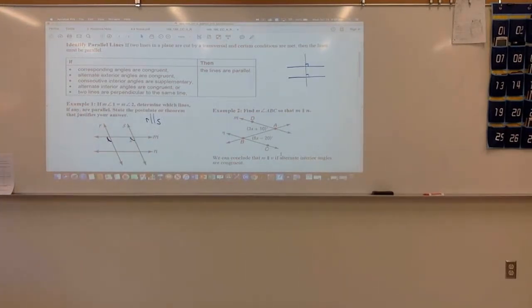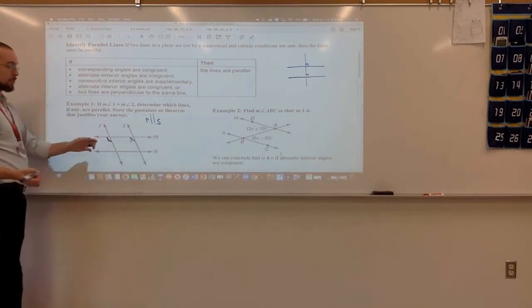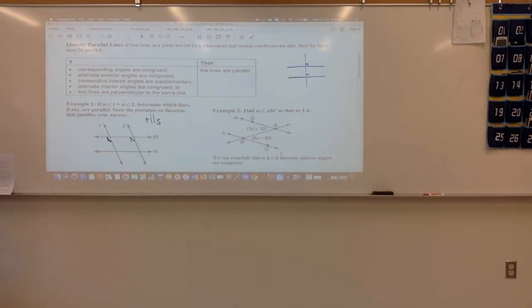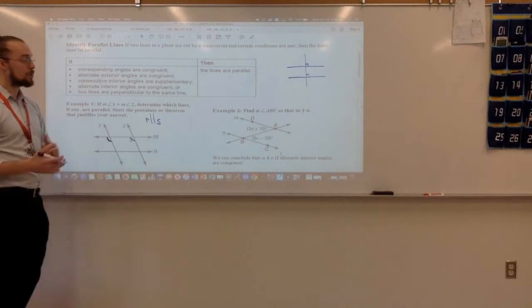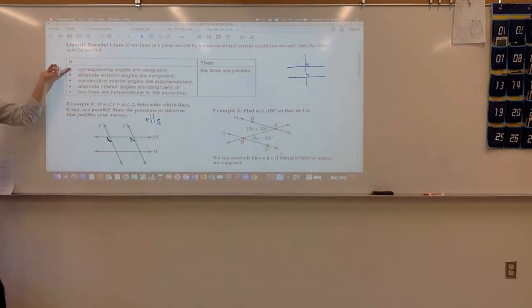Then it also asks us to give the postulate or theorem that justifies the answer, so we want to tell why we know that R and S are parallel. Looking up here, if corresponding angles are the same, lines are parallel. If alternate exterior angles are the same, lines are parallel. We just want to identify the relationship between these two angles. Are they corresponding, alternate exterior, consecutive interior, or alternate interior? They're corresponding. They're in the same position, bottom left, bottom left. So I can say that R is parallel to S because corresponding angles are congruent.